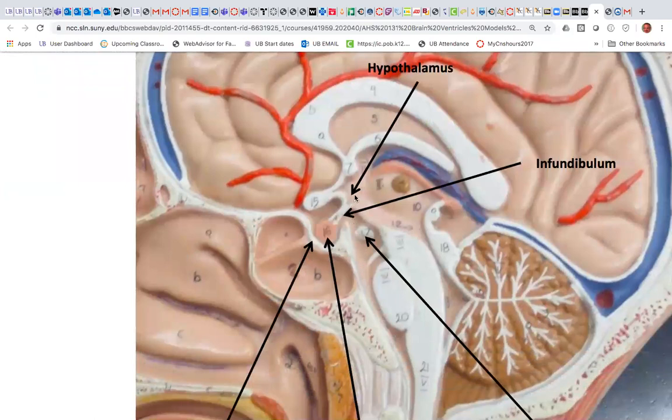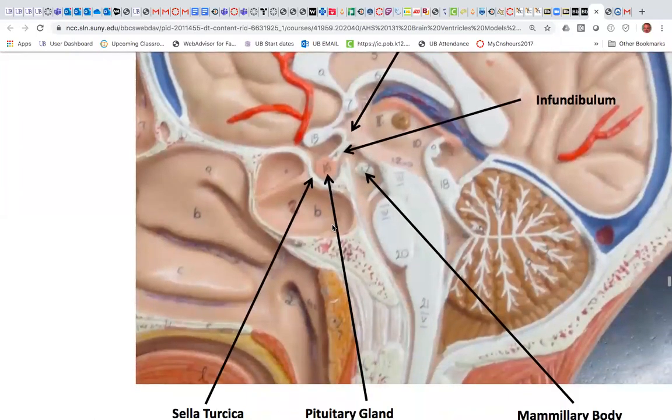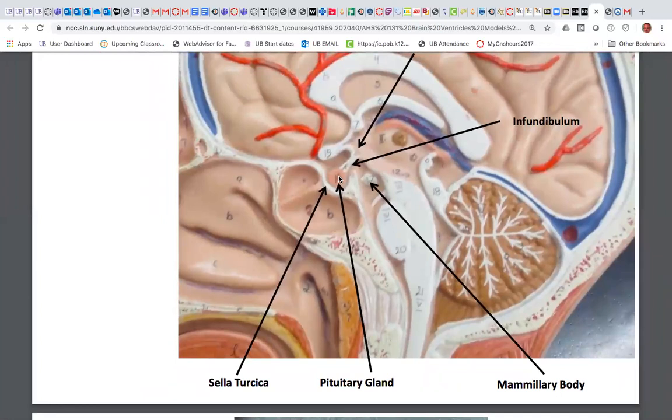There's a connection going from the hypothalamus into the pituitary, and that connection is the infundibulum. The connection from the hypothalamus into the pituitary is mostly posterior. It's the neurohypophysis, which is the posterior pituitary. The anterior pituitary is called the adenohypophysis. This is the hypophyseal fossa that's part of the sella turcica.